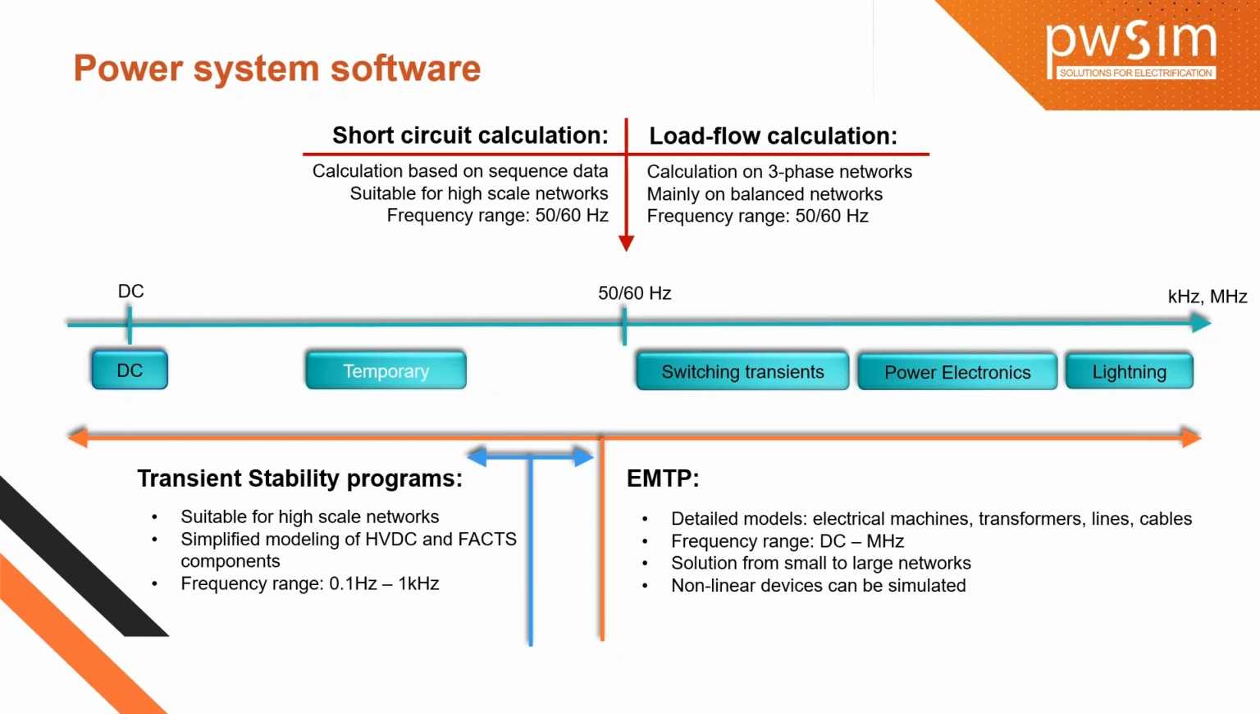So in EMTP, we can model the transmission lines in a detailed model, like the frequency dependent model and wideband models. If we do not require detailed models, we will go with the constant parameter model or pi models. Different types of models of transmission lines and cables are available in EMTP software. We can perform HVDC modeling and FACTS modeling. Similarly, we can provide solutions from small to large networks. Different nonlinear devices are also present in EMTP software, like surge arresters and other things, so we can solve for nonlinear devices also by using EMTP software.